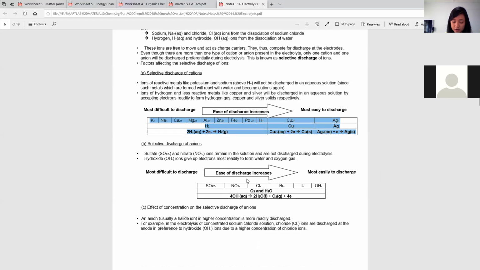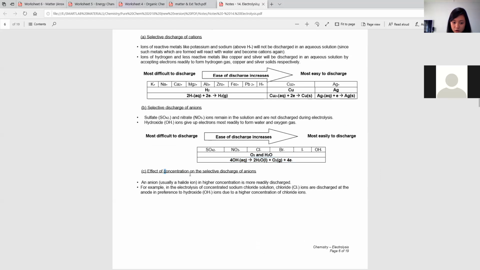If it's the anion, then usually, if you have OH minus inside, we always choose the OH minus. For OH minus, you just memorize this half equation: 4OH minus gives 2 water plus oxygen plus 4 electrons. Just memorize this one. So you will always discharge the OH minus.